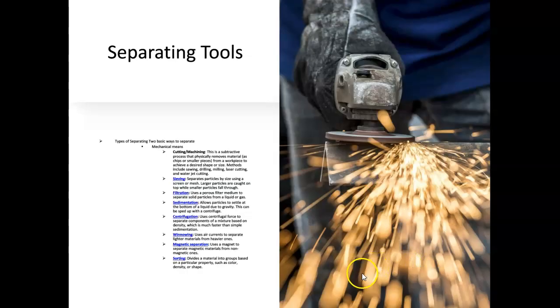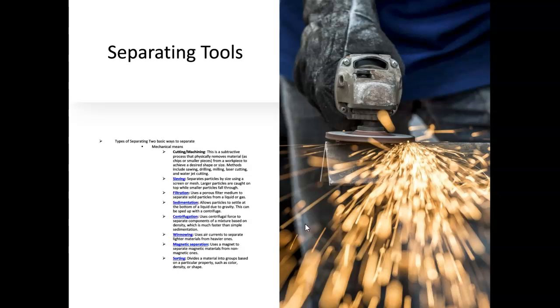Here are some ideas for the tools, again, mechanical means. We talk about cutting or machining. That's what we refer to as a subtractive process, where we're removing material, usually in the form of a chip. Those methods include sawing, drilling, milling, laser cutting, and water jetting, all ways to separate. We have a process called sieving, where, if you think about the old prospectors, they had a wire mesh and they would put dirt and gravel in there and shake it.